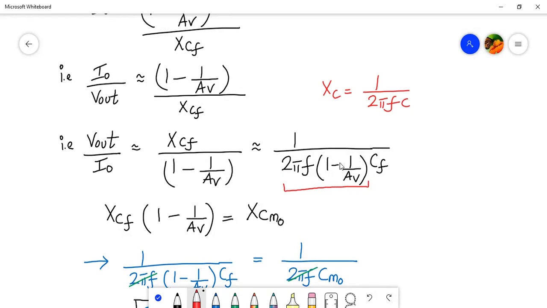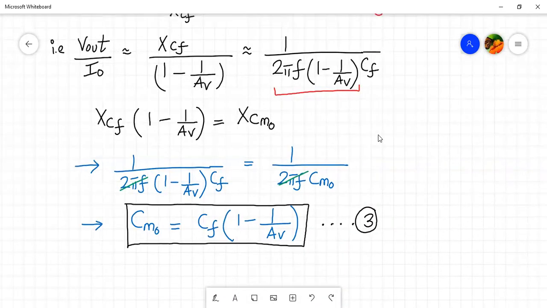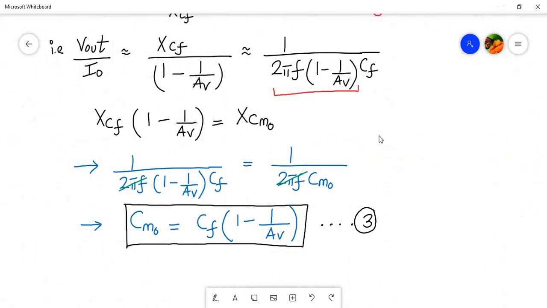Okay, so this is XCMO, right? So that we have equated XCF into 1 minus 1 upon AV, that will be equal to XCMO. And that's why we have further analyzed it. And finally, we got CMO, the output Miller capacitance, is equal to CF times 1 minus 1 upon AV, where CMO is nothing but my output Miller capacitance.